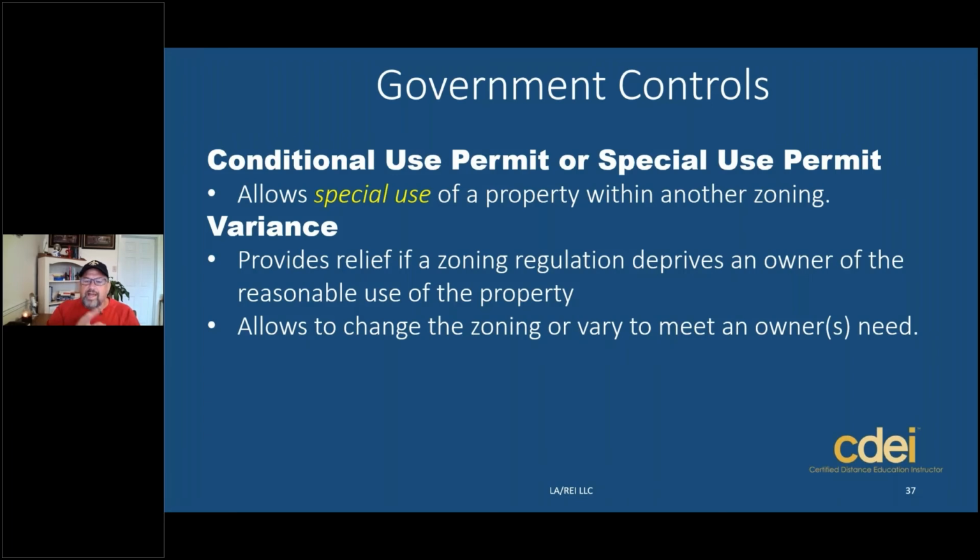Okay, and the last one we're going to look at is called a variance. Now, variance is nothing more than the landowner being allowed, with government permission, to bend the rules. Okay, bending the rules. So it provides relief for the landowner. If there's a zoning regulation that's depriving the owner of a reasonable use of the property, they can apply for a variance, get a variance granted to them so that they can bend the rules, within legal limits, obviously, within the government controls, allowing that through the variance, they can operate within the property within a reasonable use. Okay, so what you're doing is you're allowing a change to the zoning to meet the owner's needs. So you're bending the rules.